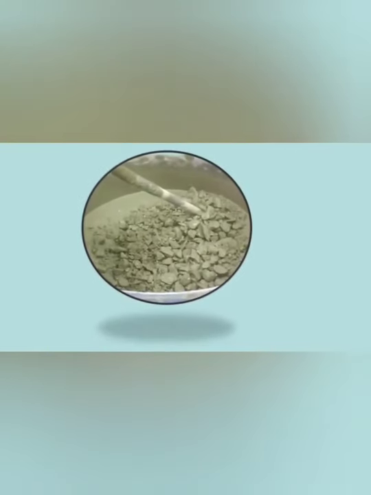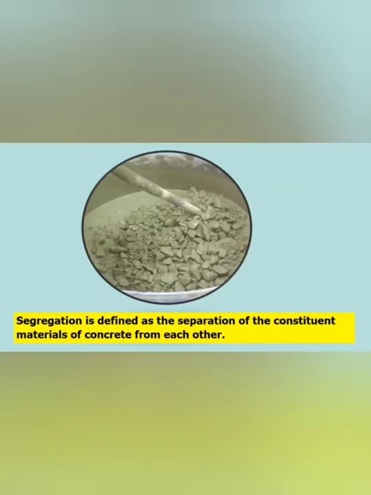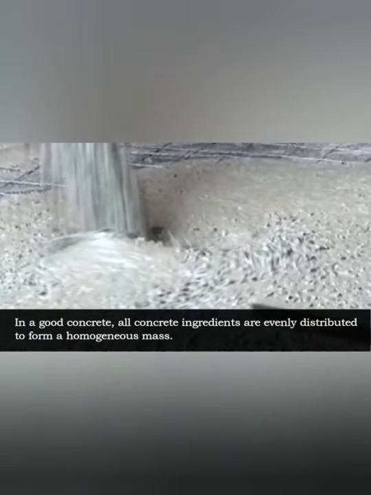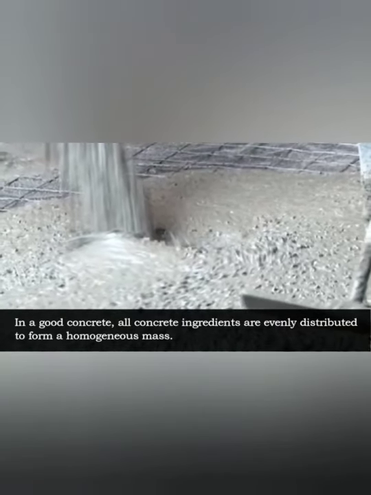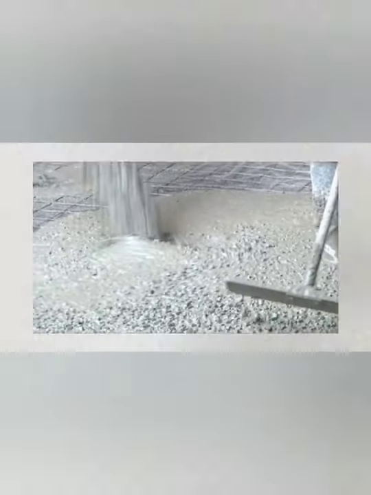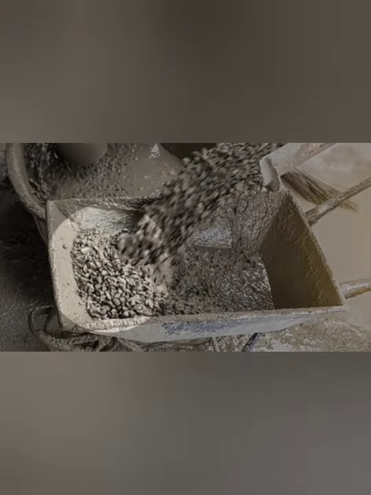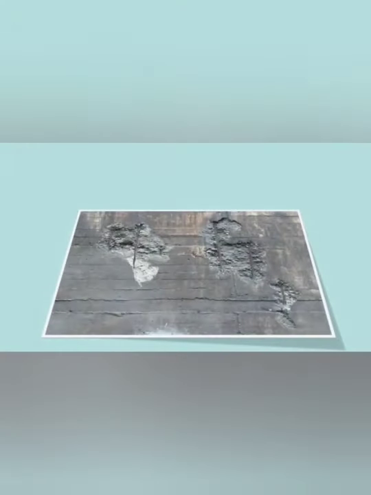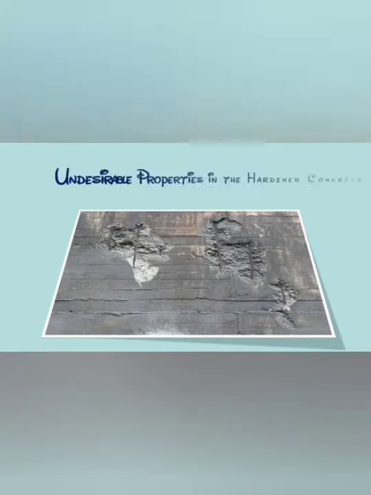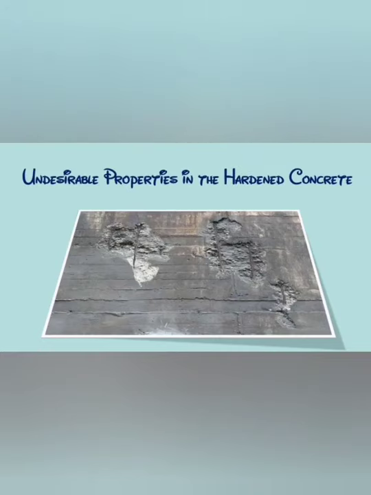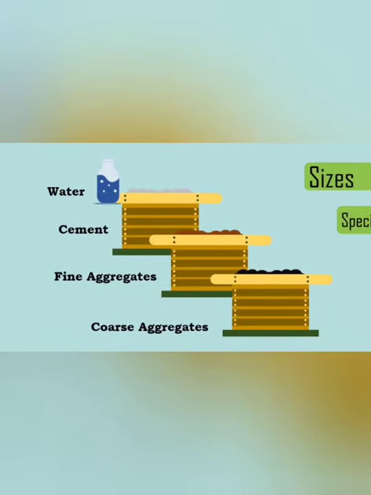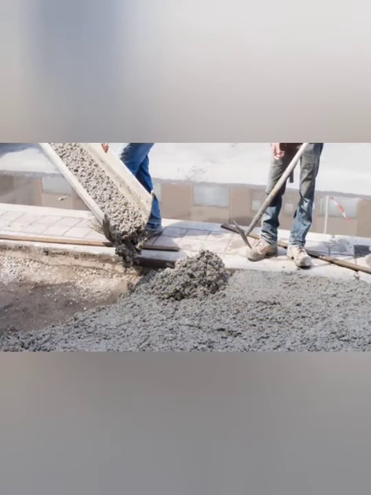Segregation is defined as the separation of the constituent materials of concrete from each other. In a good concrete, all ingredients are evenly distributed to form a homogeneous mass. Generally, the coarse aggregate gets separated from the other mixture. The segregation of concrete induces undesirable properties in the hardened concrete. As the ingredients of concrete vary in sizes and specific gravities, it tends to fall apart.